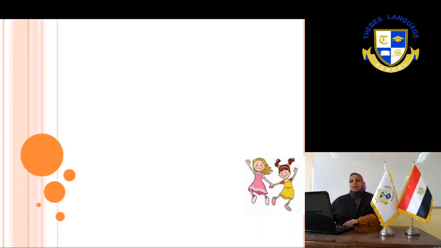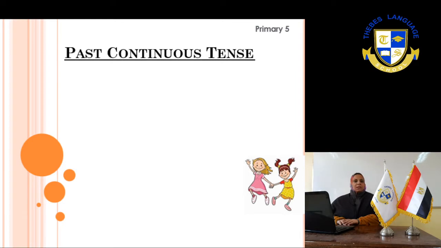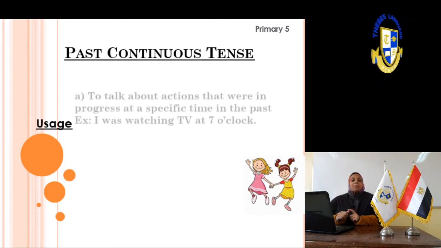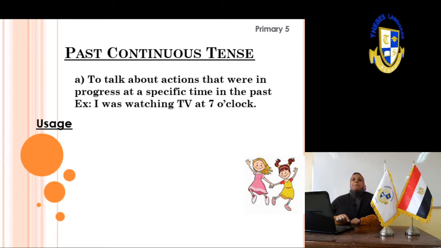In the next slide, past continuous tense. What is the usage for the past continuous tense? Number one, to talk about actions that were in progress at a specific, certain time in the past. For example, I was watching TV at 7 o'clock. Because I mentioned the time, 7 o'clock, I used past continuous.